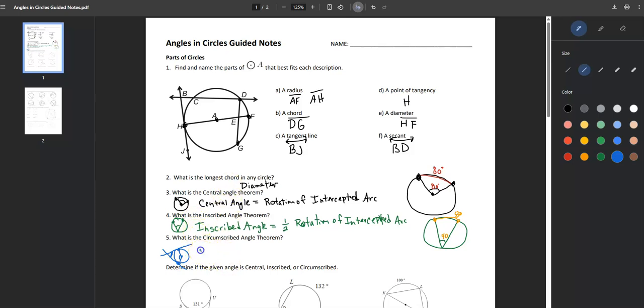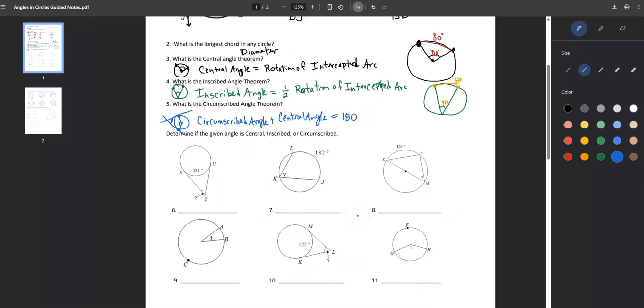So what that means again is the circumscribed angle plus the central angle are going to be equal to 180 degrees. Okay? All right, so we just want to be able to apply those three rules within these circles. So these should be pretty quick rules that we have here.